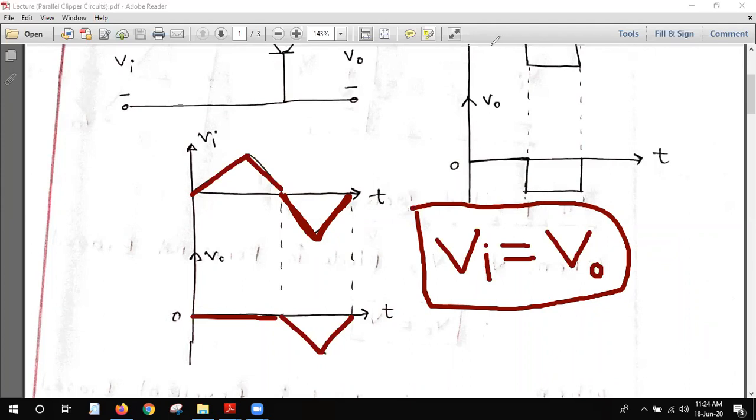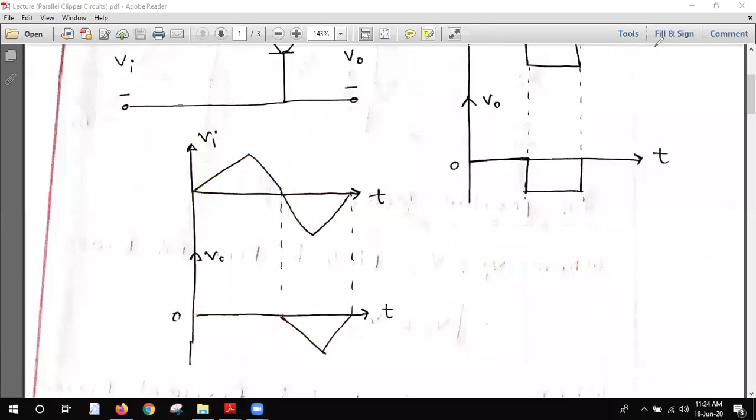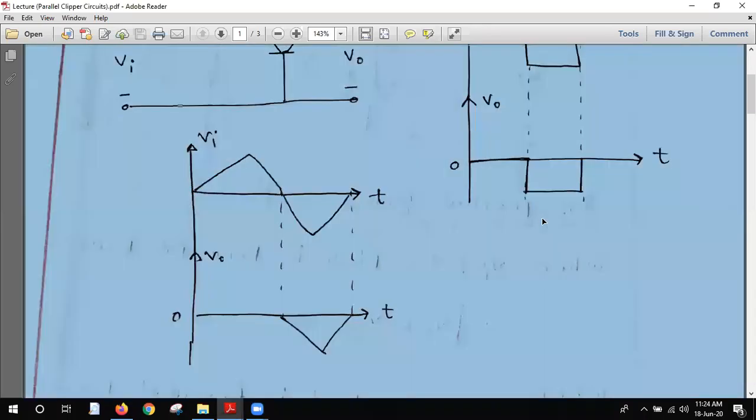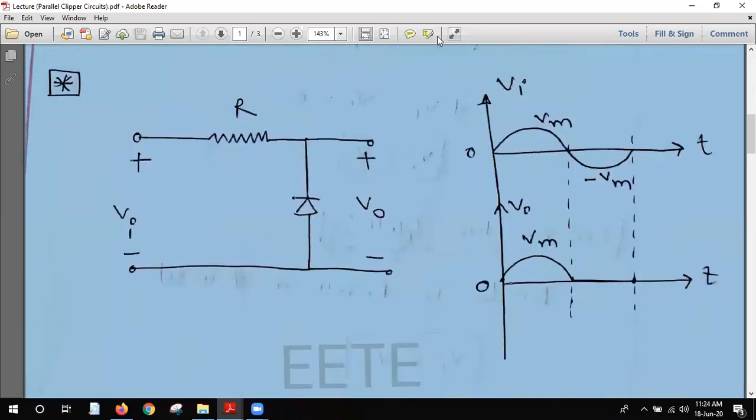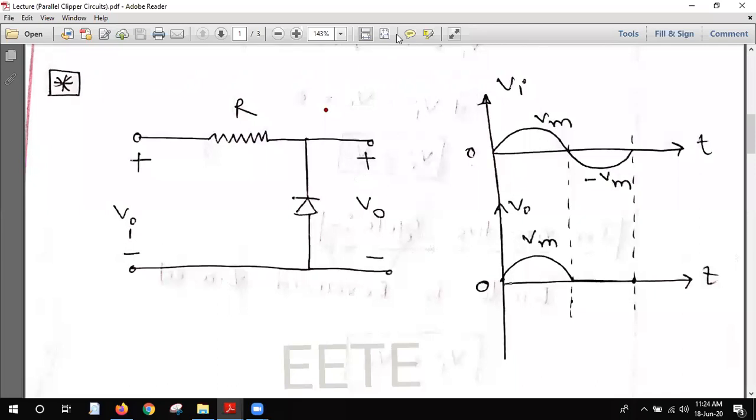So let's go back to the next. Let's see what is given in the next. There is one more, my student. You can also see here that the diode is parallel to the output. That's why it is known as parallel clippers, my student.